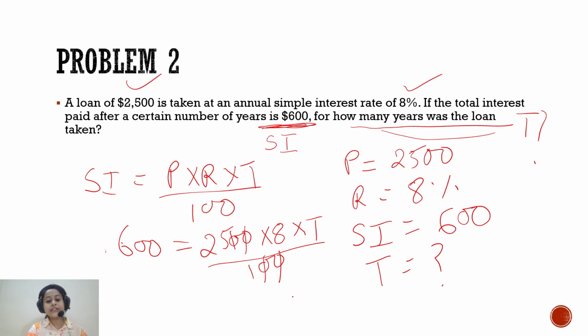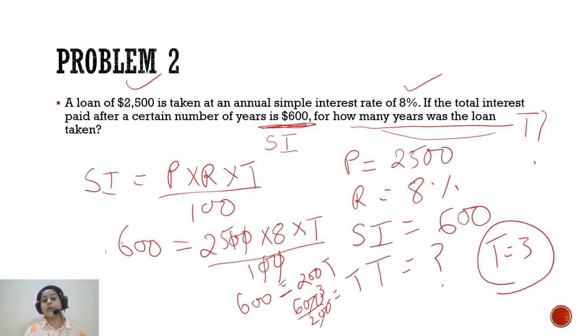25 into t, so it will give you t. If you take t this side and 600 this side, so 600 is equal to 200 into t, right? So I'll take 200 to the other side. 600 by 200 equal to t, which is nothing but 3. So t is equal to 3.